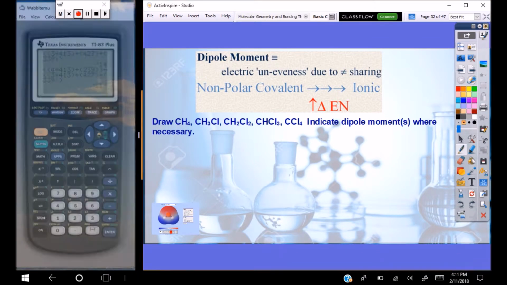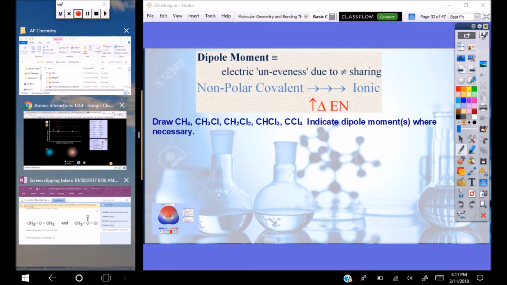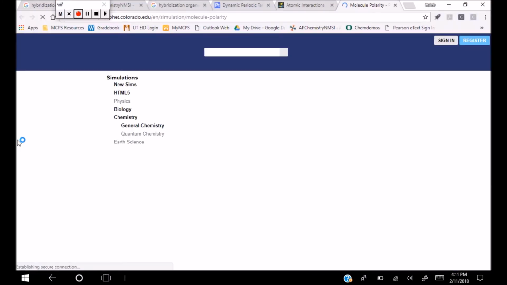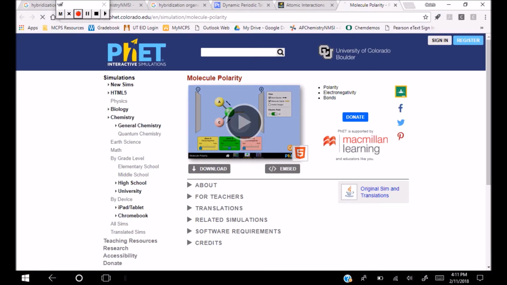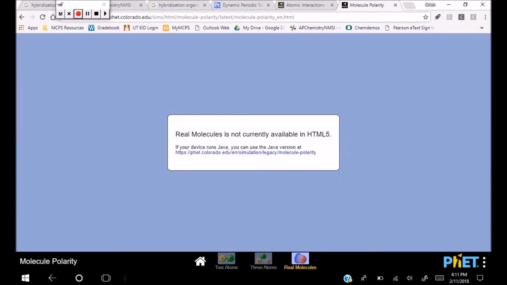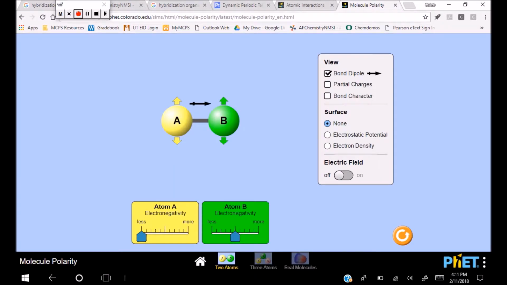Can I get rid of the calculator? Yes, I can. All right, there we go. Before we even really get into this, I want to look at the PhET simulation because it actually does a pretty good job. Oh, the real molecules isn't available in HTML5. That's fine. Okay, so when you're here, there's a couple of things I want to look at.